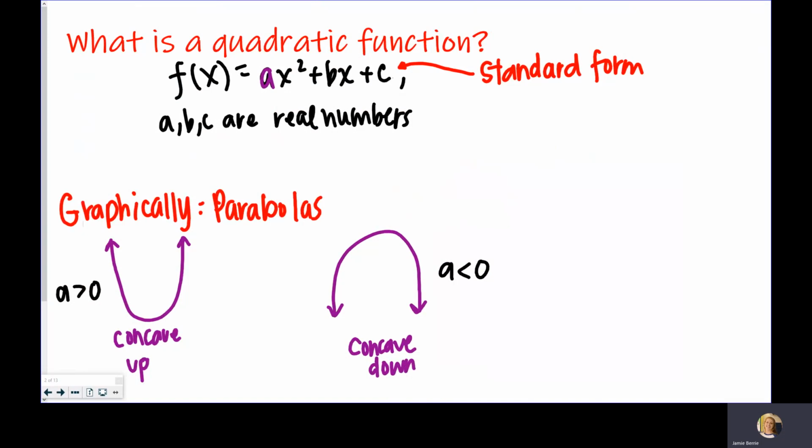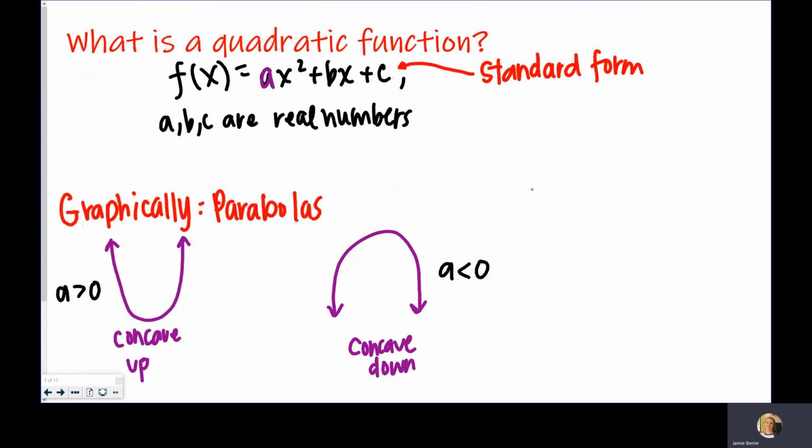So that's one way you can check if you're graphing a parabola to make sure that you have done everything correctly, is to just check and see, does this parabola look the way that I anticipated it would look? So if a is positive, is the parabola concave up? If a is negative, is the parabola concave down?